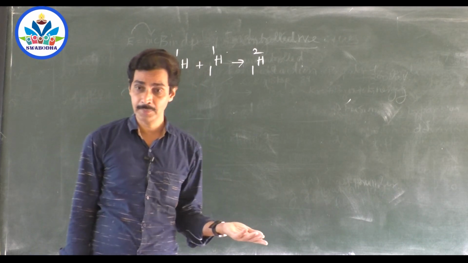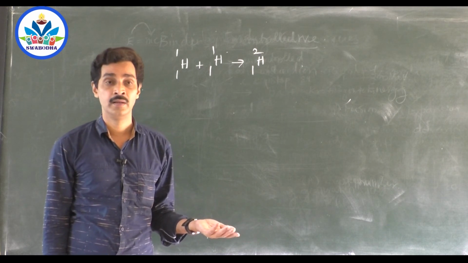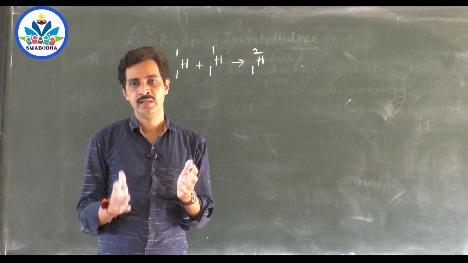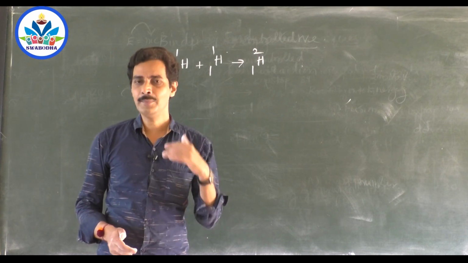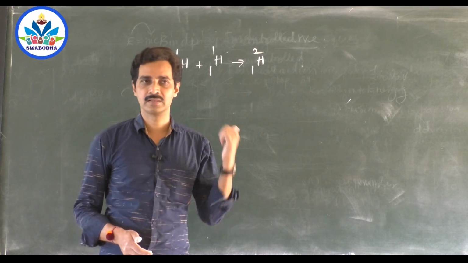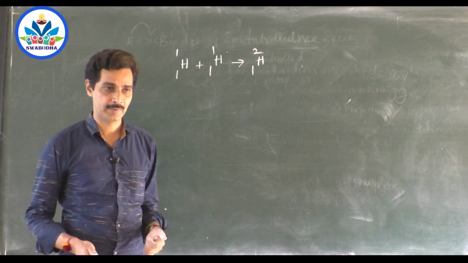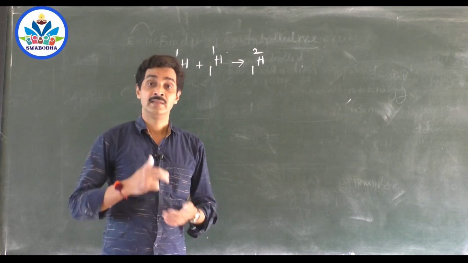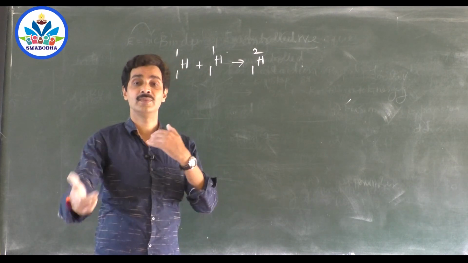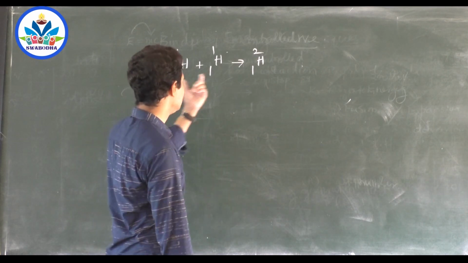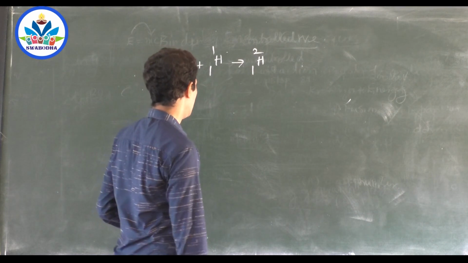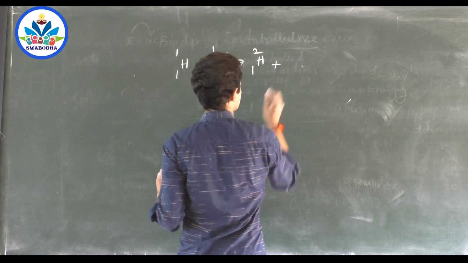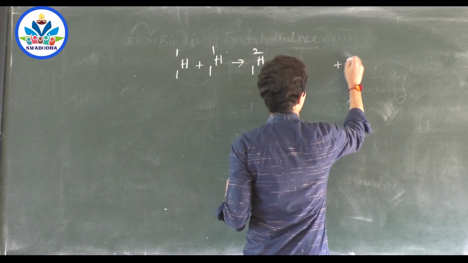Sir, is that high temperature available in stars? Definitely, because when the hydrogen clouds come close together, the temperature increases, and that temperature is suitable for this fusion reaction to take place. But from where do we get energy? Okay, the fusion reaction is occurring, and some amount of mass is converted into energy. So hydrogen gives rise to deuterium plus some amount of energy.